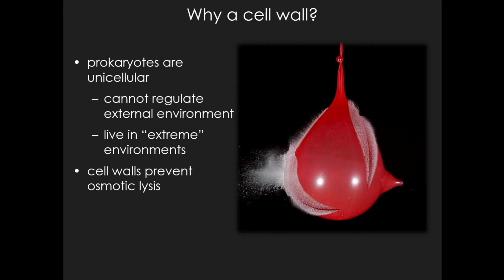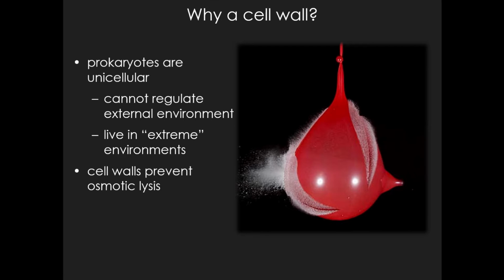And as a unicellular organism, it can't regulate the environment of its cells, right? Your body can regulate the environment of all of your cells with the exception of your skin cells, which are exposed to the outside environment. If you're a single-celled organism, you have nothing, like you're not big enough to do anything about the external environment.